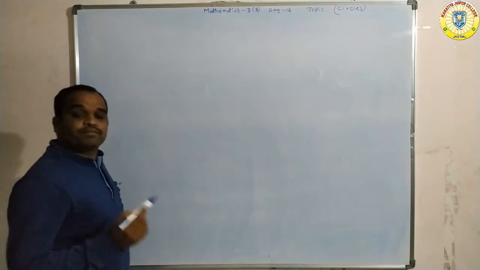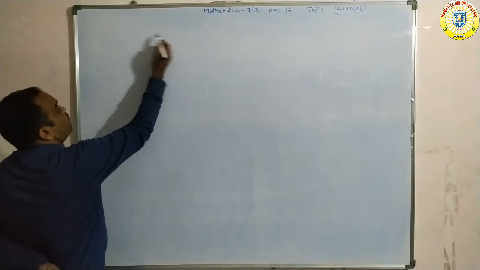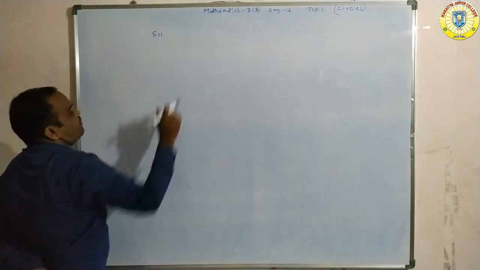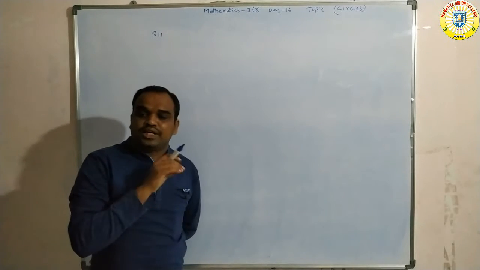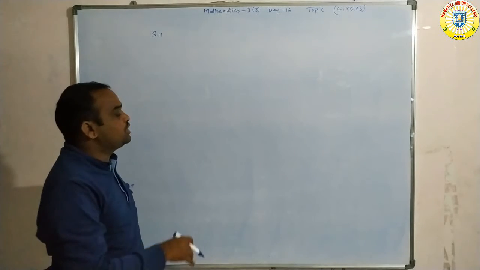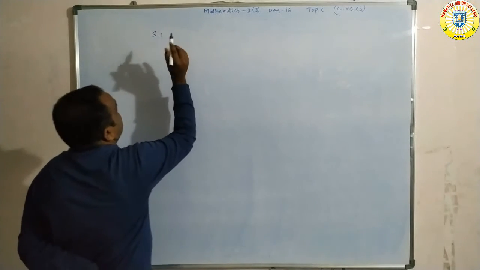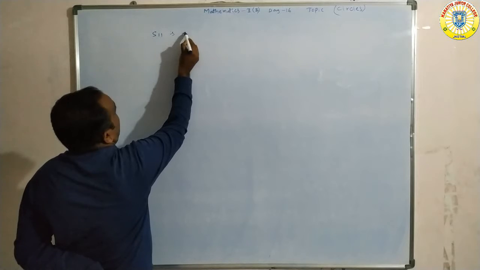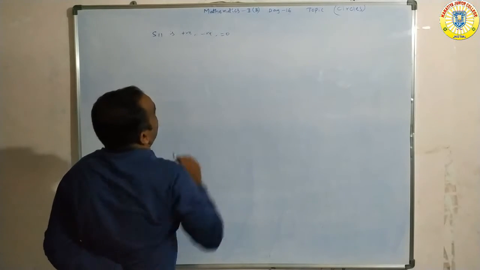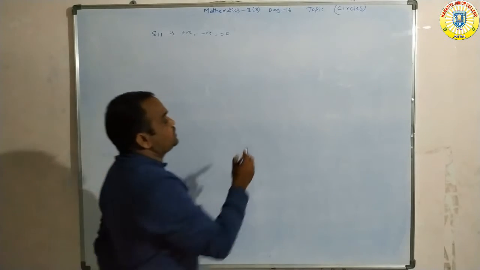So next, see here. By using this power of a point value S11, we can find whether the point lies in the interior of the circle, the exterior of the circle, or on the circle. Here the value of S11 is either positive, negative, or 0.